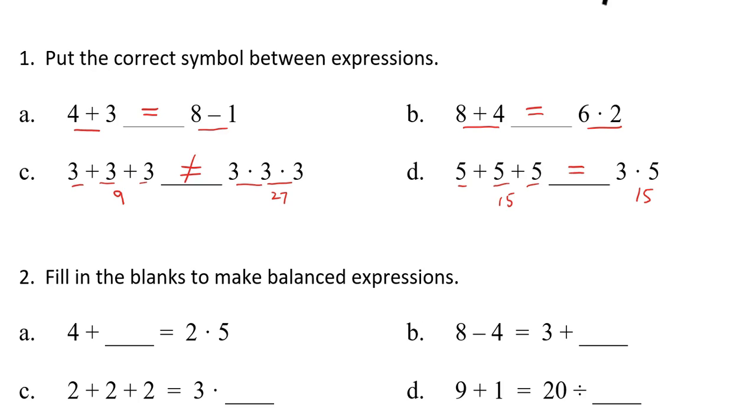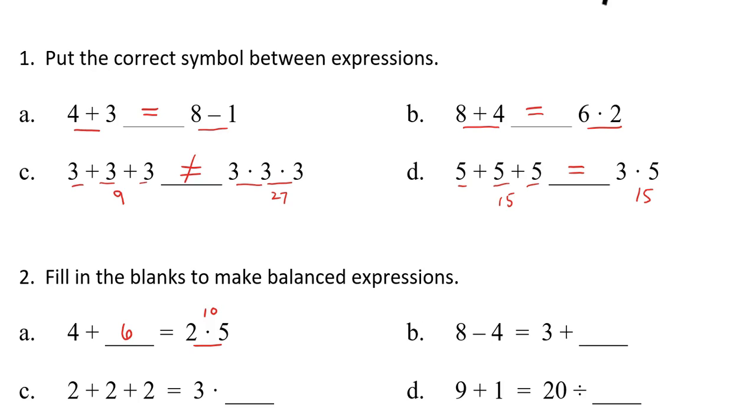In the next section, we're going to fill in the blanks to make balanced expressions. In question A, I have 4 plus something equals 2 times 5. Well, 2 times 5 is 10, so I need the other side to equal 10 as well. So 4 plus 6 equals 10. Now I have a balanced equation.